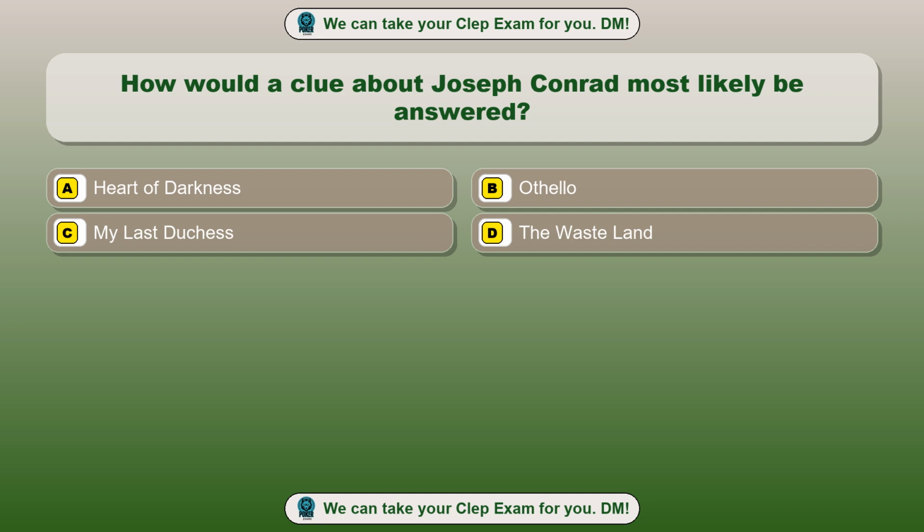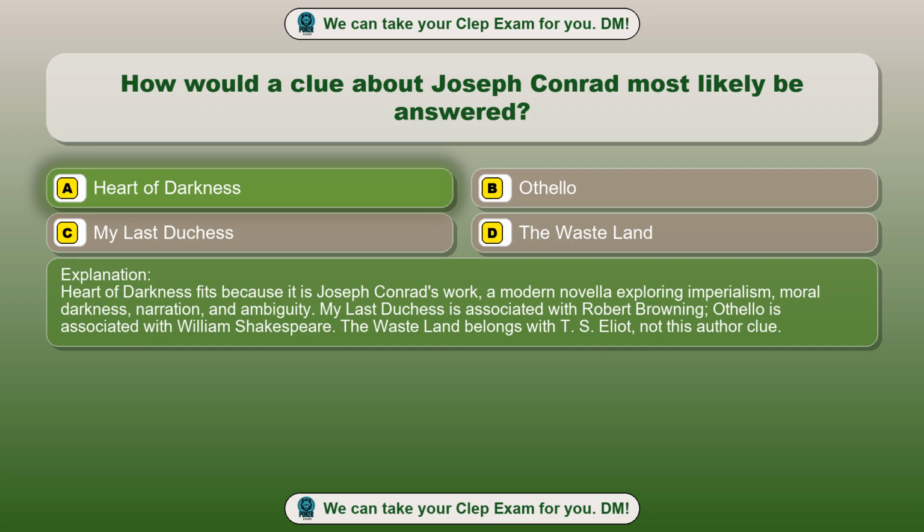Question 62. How would a clue about Joseph Conrad most likely be answered? Option A, Heart of Darkness. Option B, Othello. Option C, My Last Duchess. Option D, The Waste Land. The correct answer is option A, Heart of Darkness. Heart of Darkness fits because it is Joseph Conrad's work, a modern novella exploring imperialism, moral darkness, narration, and ambiguity. My Last Duchess is associated with Robert Browning, Othello is associated with William Shakespeare. The Waste Land belongs with T.S. Eliot, not this author clue.